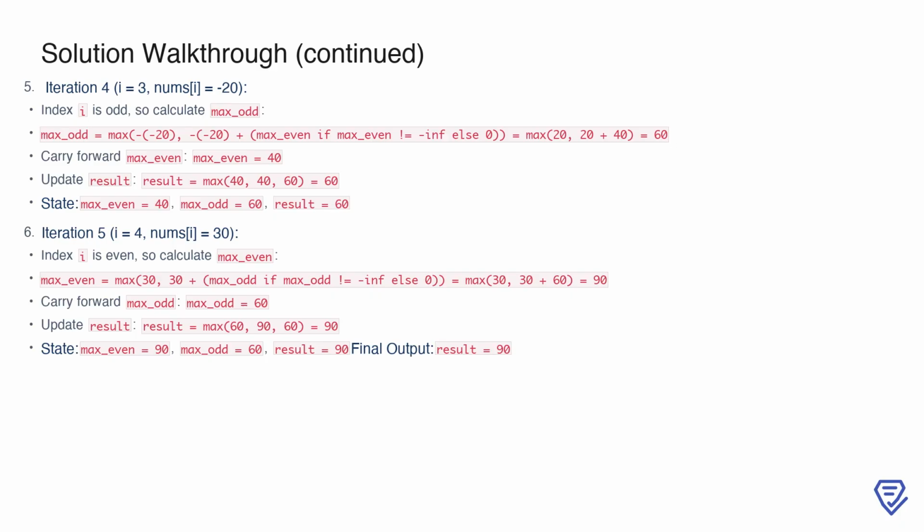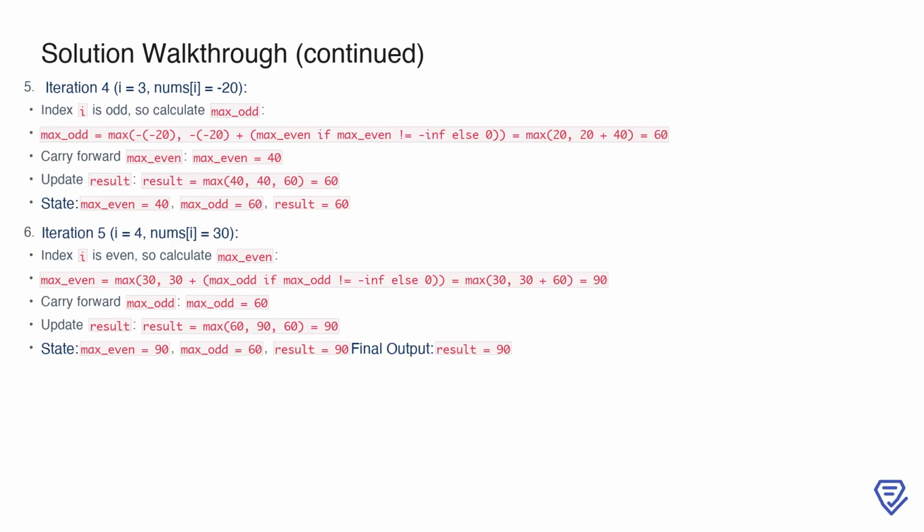Next, in the fourth iteration, the element at index 3 is -20. With the index being odd, we calculate max_odd as the maximum of the positive version of this number, which is 20, and 20 plus the previous max_even value, which is 40. This gives us max_odd equals max(20, 20 + 40), resulting in 60. The value of max_even remains 40, and result is updated to 60.